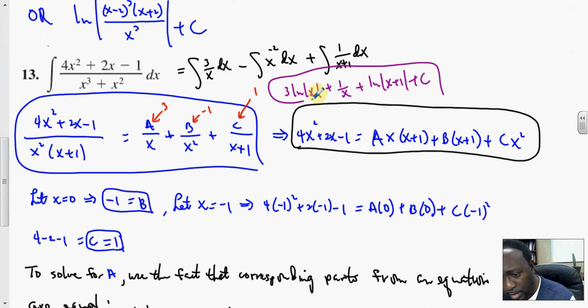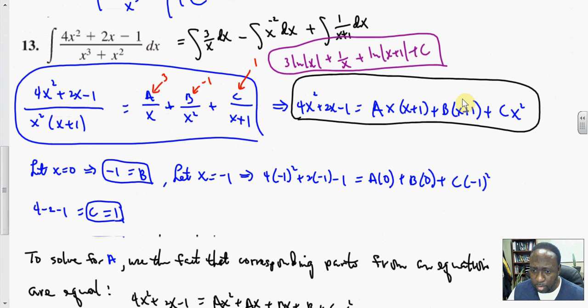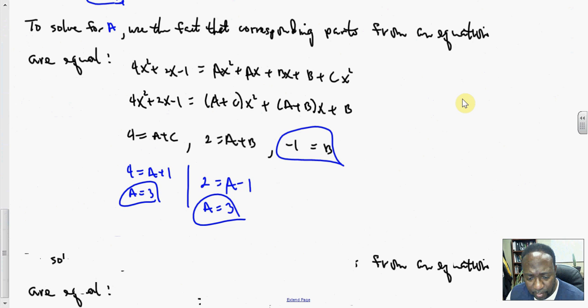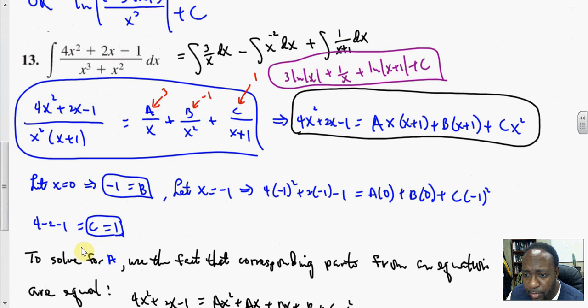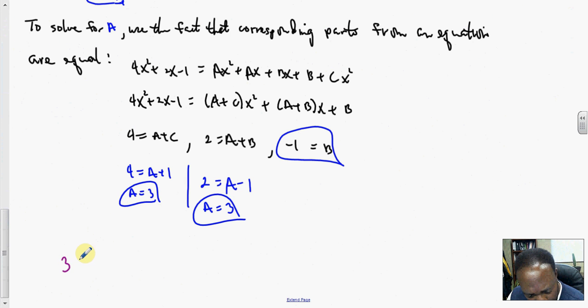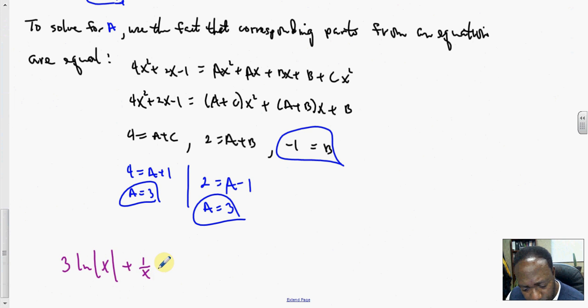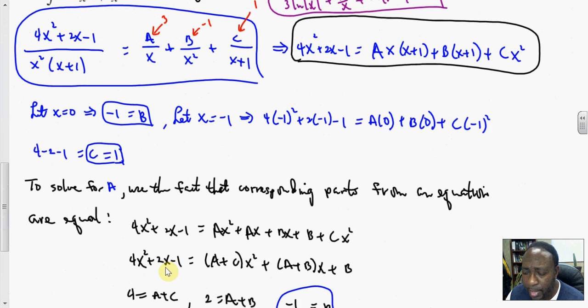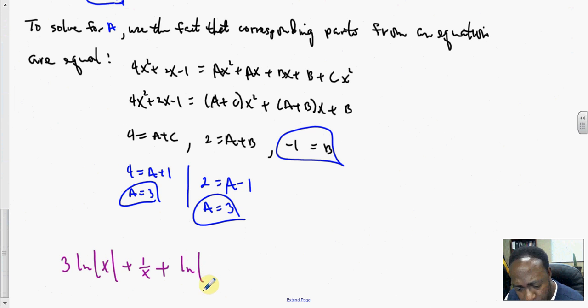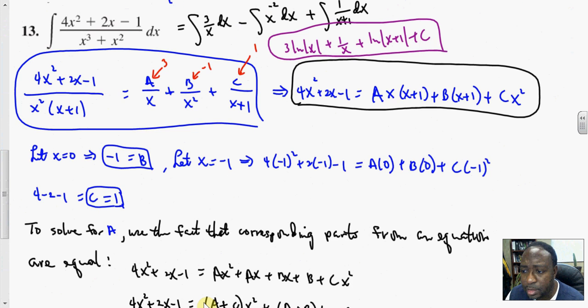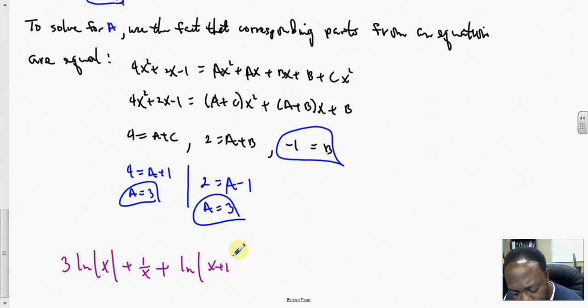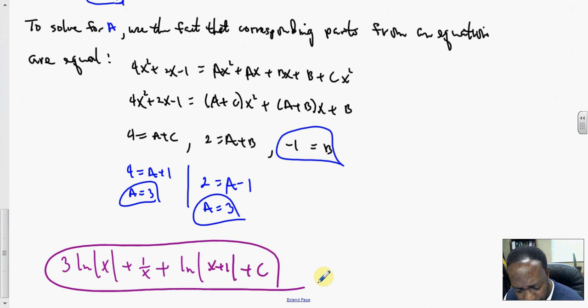Let's see if I can write it down here. The answer is 3 times the natural log of the absolute value of x, plus 1 over x, plus the natural log of the absolute value of x plus 1, plus some constant c. I think that'll do it. Thank you.